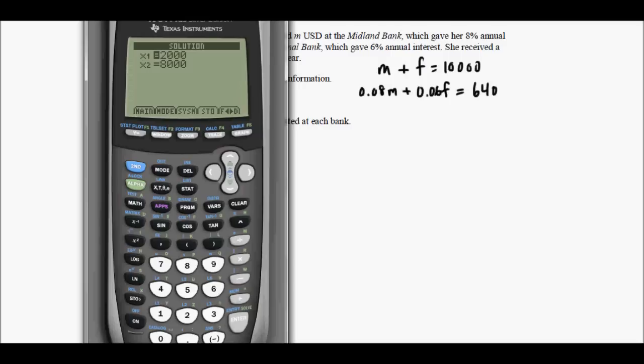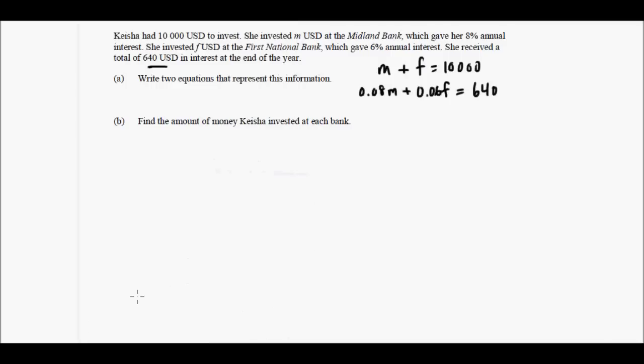So in Midland Bank she had $2,000, and then in First National Bank she had $8,000. And make sure you put the dollar sign, or else you get a unit or a financial penalty. Okay, again, pretty simple, straightforward. Setting up the equations here is the tricky part.